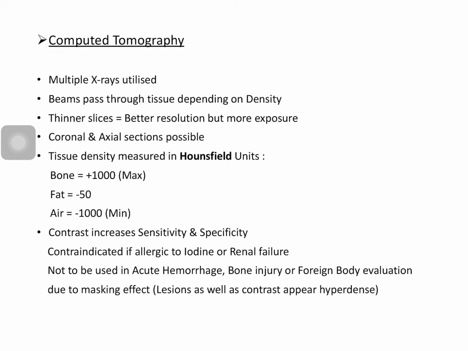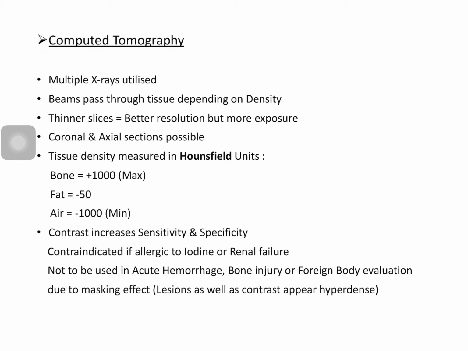In a computerized tomography, or a CT scan as it is very commonly called, coronal and axial sections are possible. So what do I mean by coronal? Coronal basically means a transverse section, which means an axis that is passing between the two shoulders, and axial section is basically a cut section.